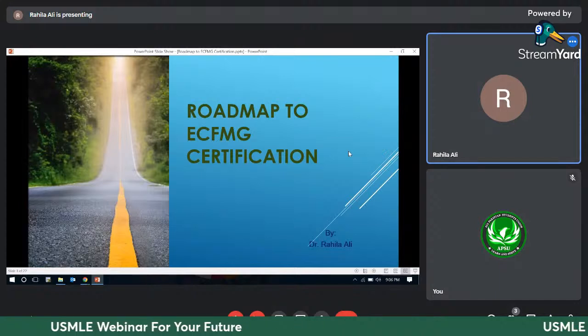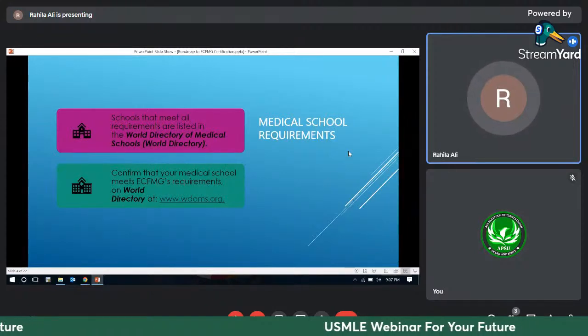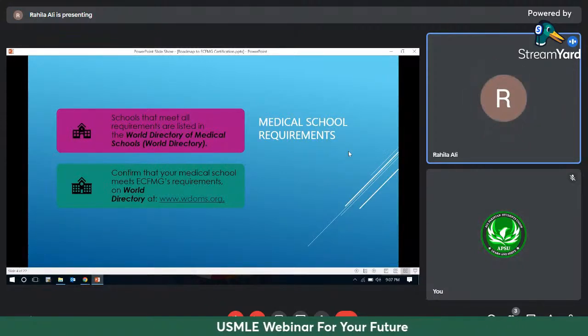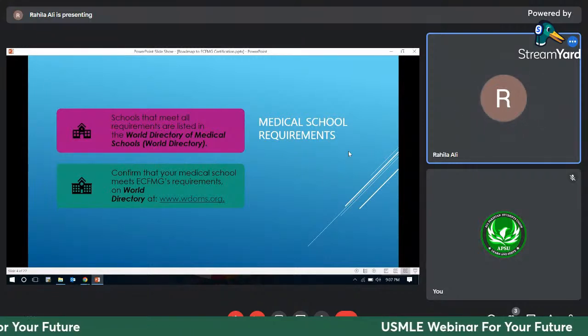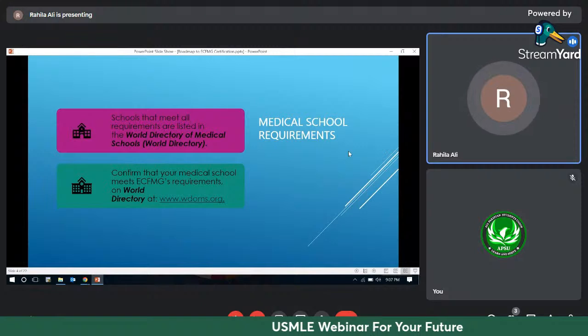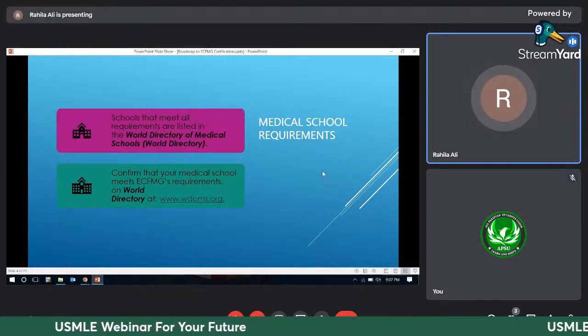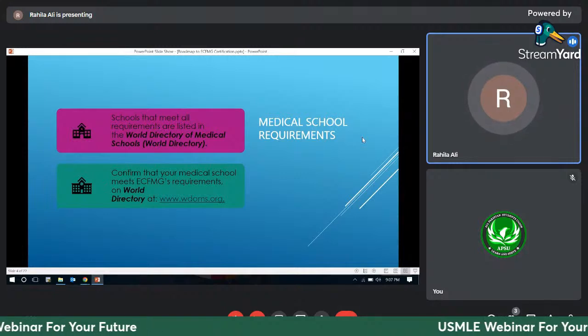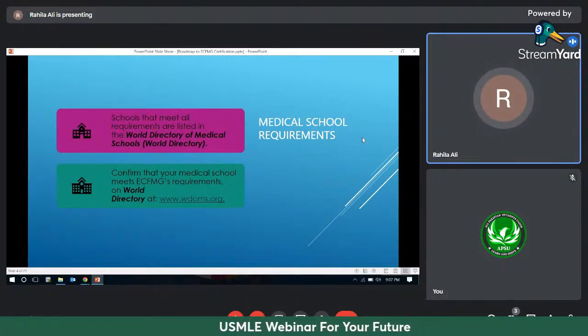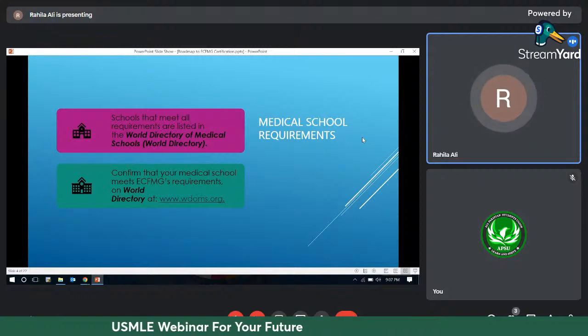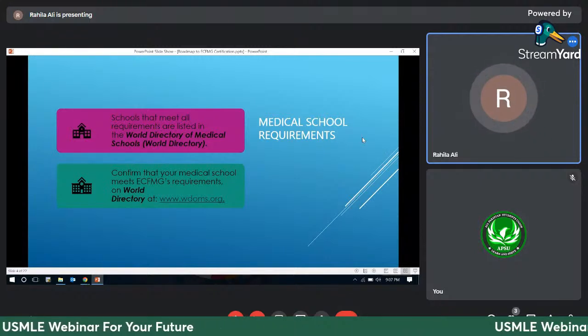Go to the World Directory of Medical Schools website and check if your school is registered there or not. If your med school is registered there, it means you can apply for the Step exams. You are eligible to apply, and now you can apply for the pathways. I have shared the link here, where you can check if your med school is accredited with the ECFMG or not. After that, you start with your preparation.